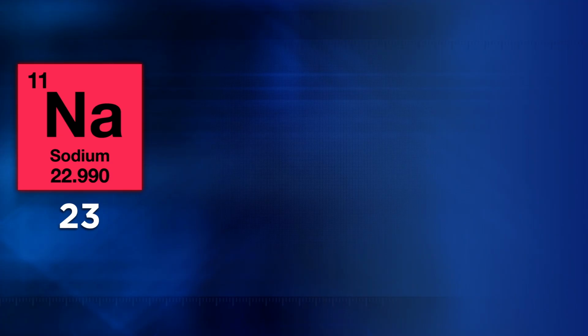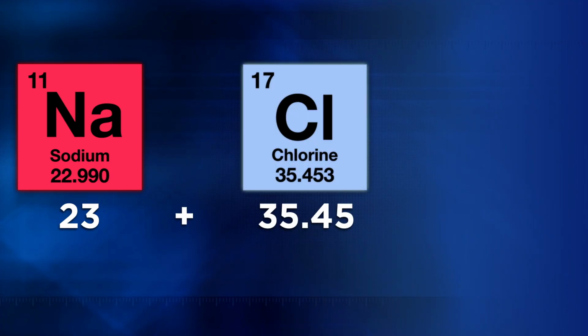Okay, the mass of sodium is 23, and the mass of chlorine is 35.45. And there's only 1 sodium and 1 chlorine in sodium chloride, so all we have to do is add 23 to 35.45. And that's easy. It's 58.45, which is the molar mass of sodium chloride in grams.